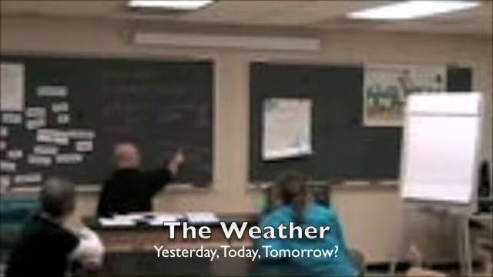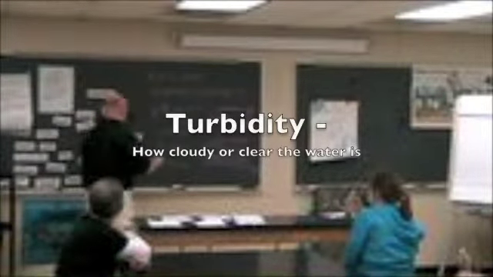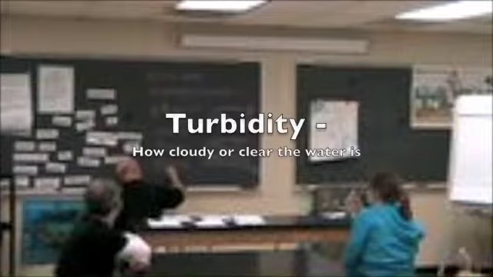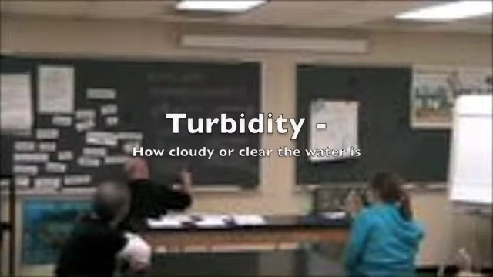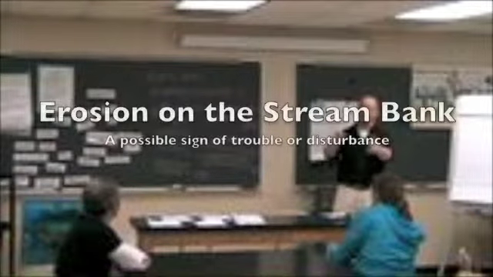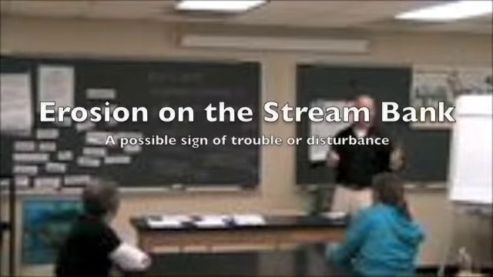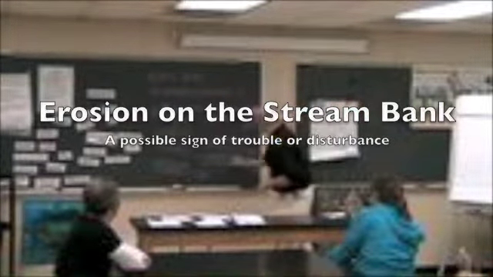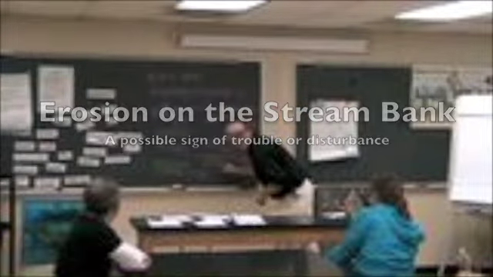And when we look at that stream bottom, we can look at the sediment load on the bottom. What's sediment? Kids, are you ready for your other big vocabulary word to impress your folks when you go home? We're going to call it turbidity. We can look at how cloudy or clear the water is and assess the turbidity. $1 million word right there. That last word is what? Erosion. So we can look for signs of erosion on our stream bank.